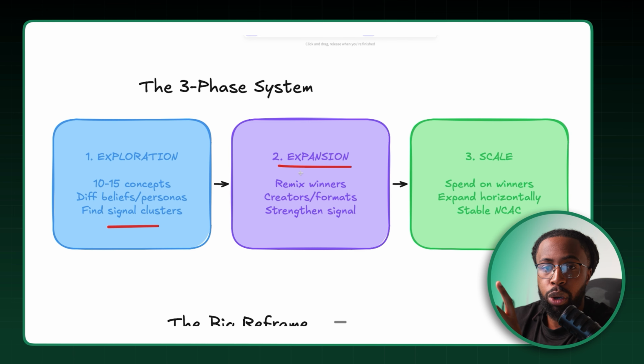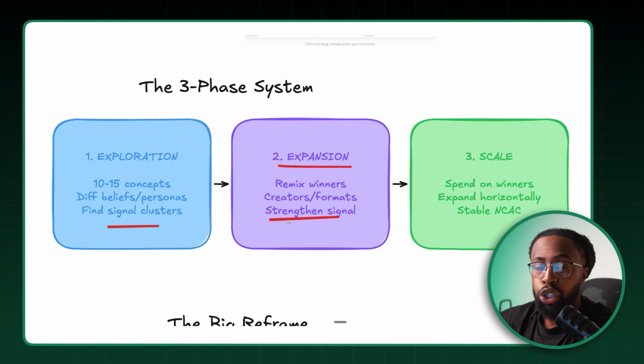Phase 2 is where you're going to take what worked in phase 1 and remix it. Same belief, different creator, same signal type, different format, same persona, different angle, right? And what you're doing here is strengthening the signal and the signal clarity so Meta can find more of the right people. You're telling the algorithm, find me more people like this, but through a new lens.